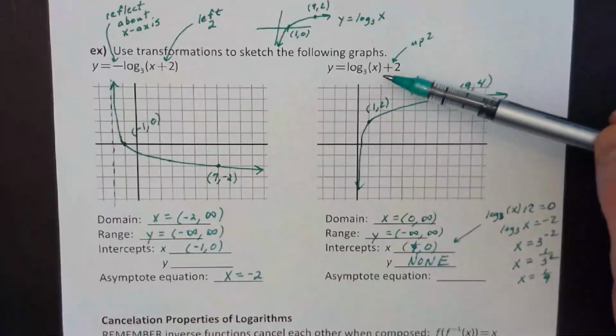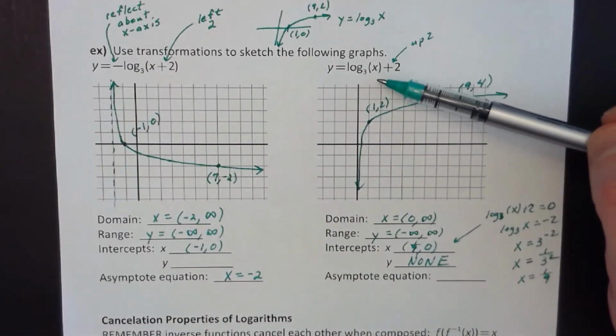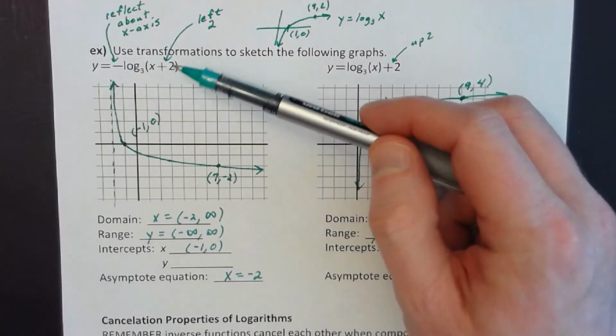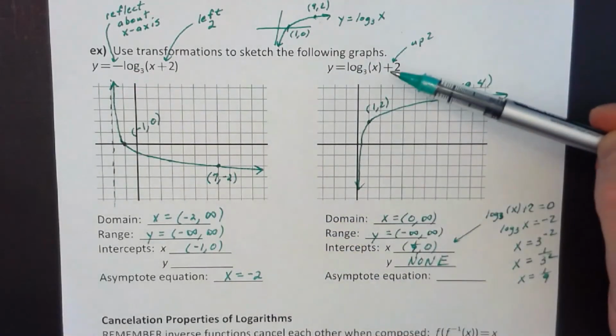Now this other one, I did a different transformation. The previous one, I did a reflection and a horizontal shift. This time I just did a vertical shift.